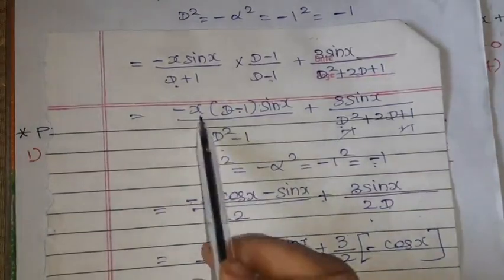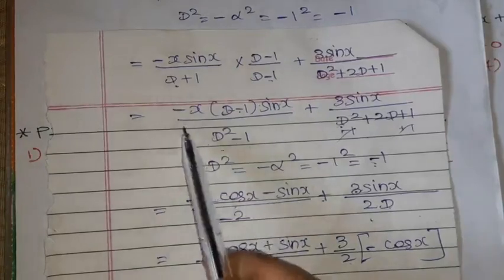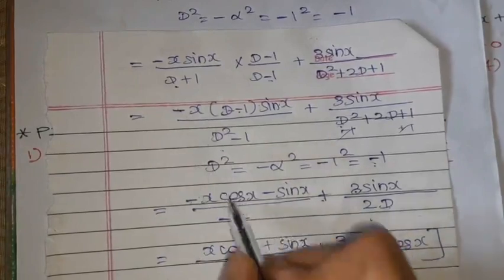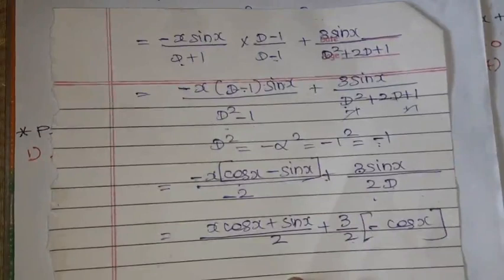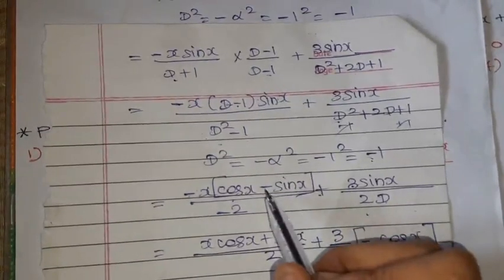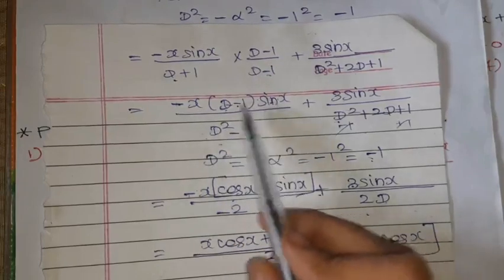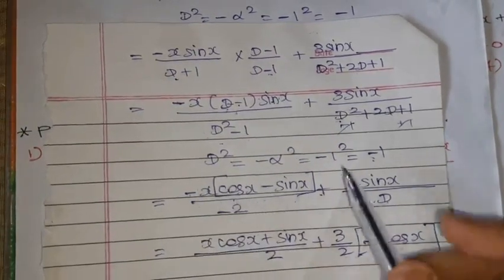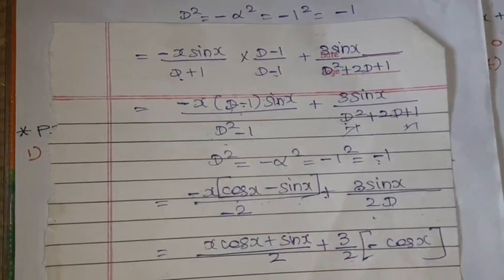So x cos x minus x into the differentiation of sin x, cos x, again minus into minus 1 plus, right? Minus x outside. So I will take minus x outside. So what will we get? The sign will change. Right, so nothing but x cos x minus sin x divided by 2. That is the mistake I made, right?